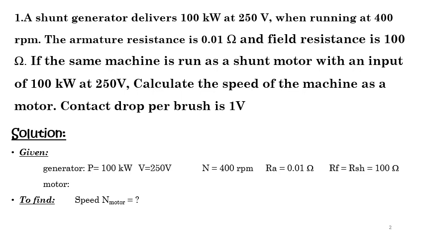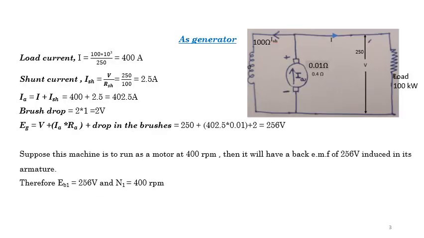Now they have said, suppose this machine with the same given details is run as a shunt motor instead of a generator with input of 100 kilowatt at 250 volt. What will be the speed of the machine when it is running as a motor? So let us see what happens here. First we will solve this question as a generator. I have drawn a circuit here of a shunt generator and I have also marked the details which are given in the problem.